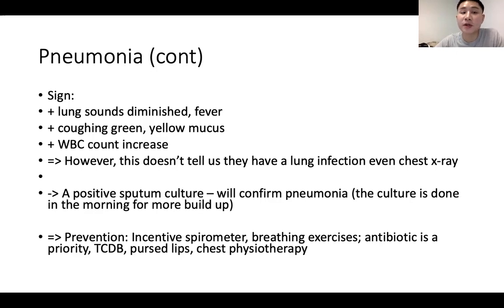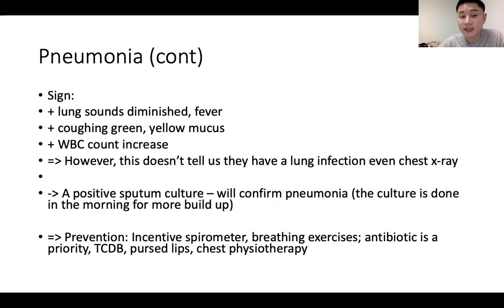So how do we prevent pneumonia in patients? We have to teach the patient to use an incentive spirometer. It is a device that the patient can breathe in through to expand their lungs. We ask them to do a lot of breathing exercises, and antibiotic is a priority in pneumonia because, at the end of the day, pneumonia is an infection. It's caused by bacteria, so we have to eliminate the cause. We have to kill the bacteria so that the patient can get better.